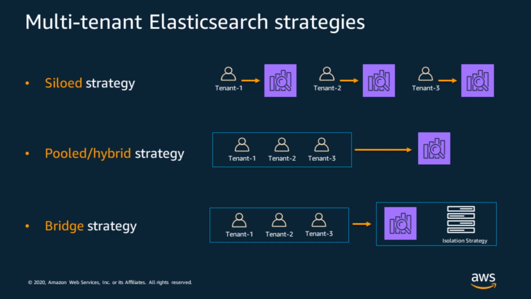There's also the pooled or hybrid strategy. In this strategy, you're going to pool together multiples of the tenants into a single Amazon ES domain, and possibly you'll have some siloing as well, where you have larger tenants split off into their own domain. But the general idea here is we're going to pool tenants together and support them in a single domain. And then you have a bridge strategy where you have some tenants and the actual tenancy model itself is implemented below the covers within Elasticsearch.